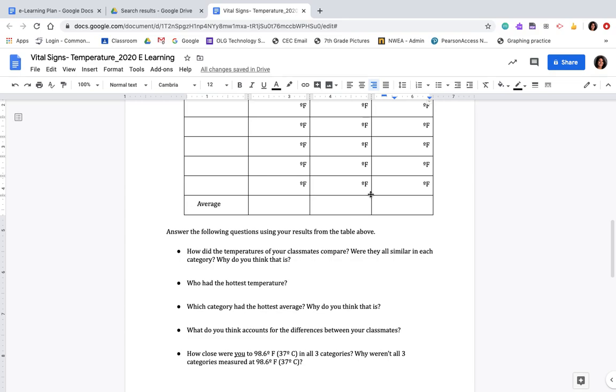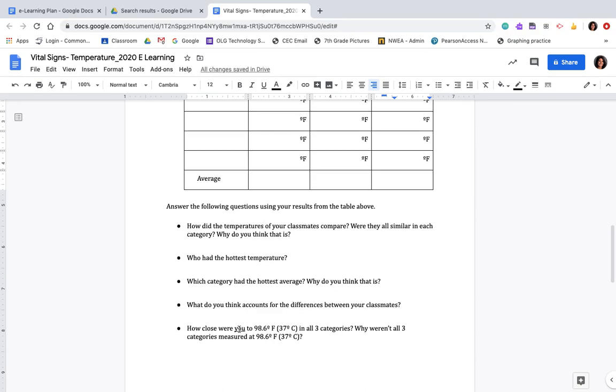Who had the hottest temperature? And then make sure you say which category it was in. Which category had the hottest average? So you're looking at these numbers, and why do you think that is? What do you think accounts for the differences between your classmates? My guess is that you will be maybe similar in the categories with your classmates, but probably not exactly on in all 3. So why do you think your temperatures are different?